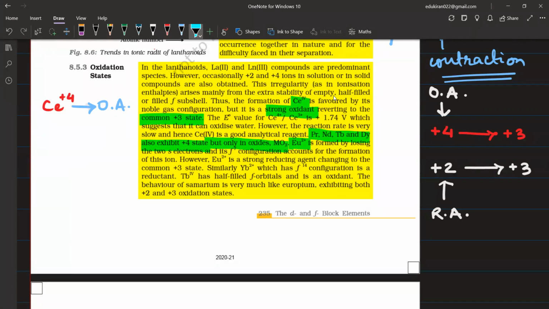It's formed by losing the 6s electrons. That is another piece of information. However, Eu2+ is a strong reducing agent. So if you have anything in the +2 oxidation state, that will be a reducing agent. Anything in the +4 oxidation state will be an oxidizing agent. Please remember this.